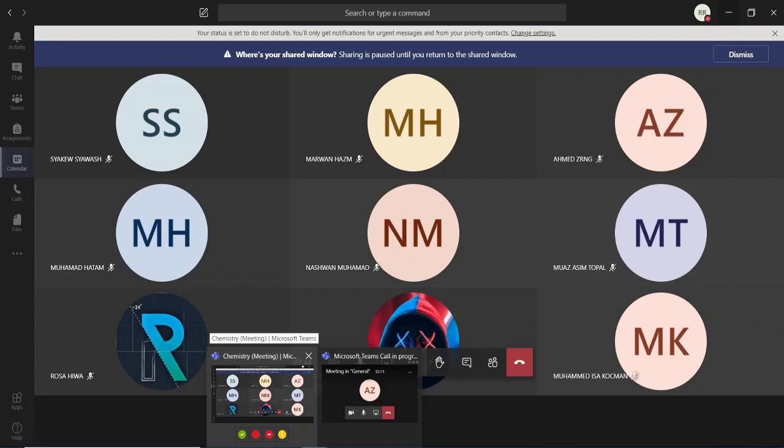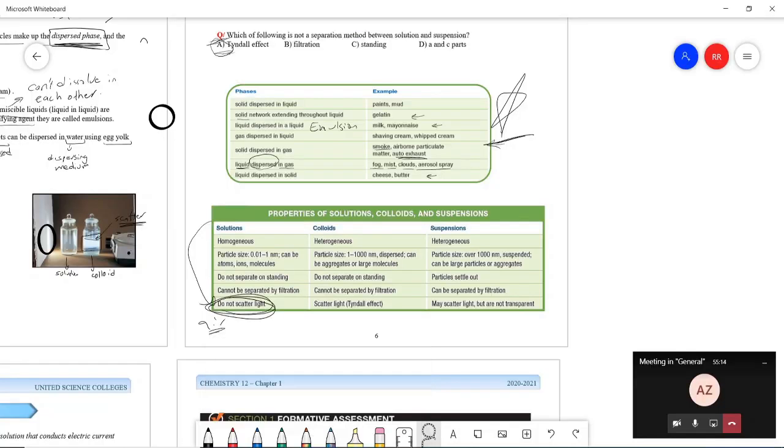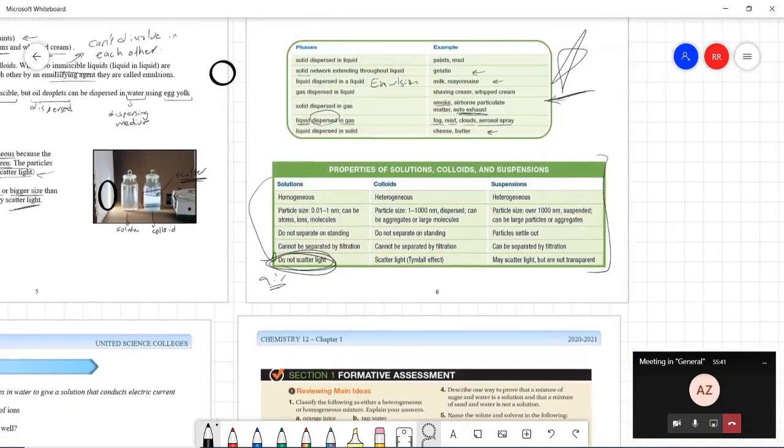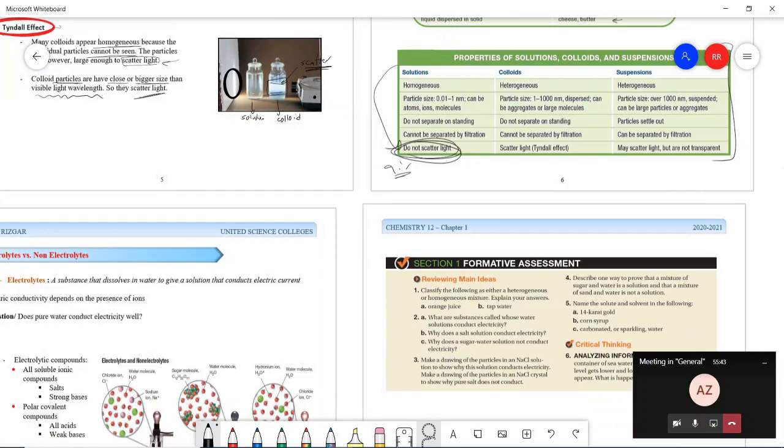Okay, very good. Let's continue. Now this table here, you can see it contains all the properties. Even if we have missed anything, and I don't think we have, everything is written here. It's a table that separates solutions, colloids, and suspensions, and all the properties of all of them. Now, if you don't have any questions, let's continue to the next subject.